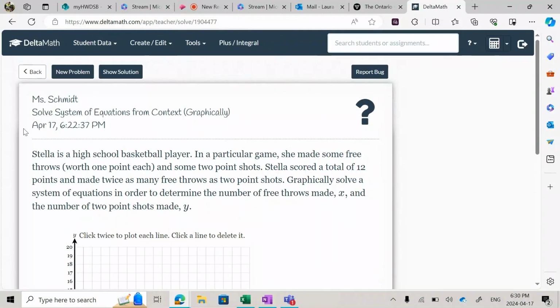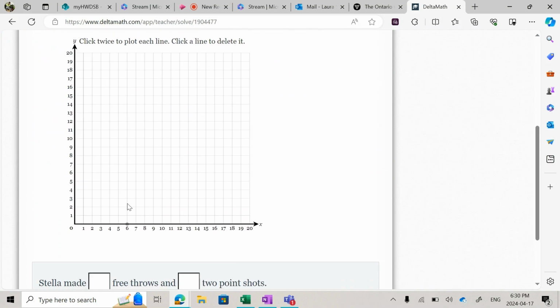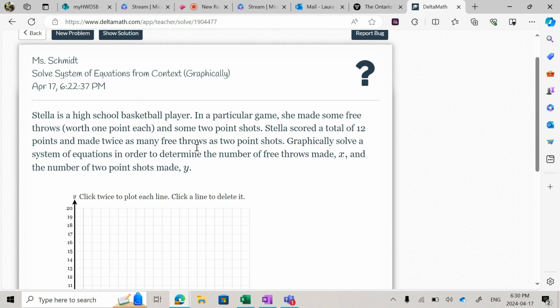Okay. This is on solving systems of equations from context. So these questions are pretty tricky. Probably more of a grade 10 concept, but if you can get these, then that's awesome. All right, so we need to do a little bit of work before we can graph the situation.